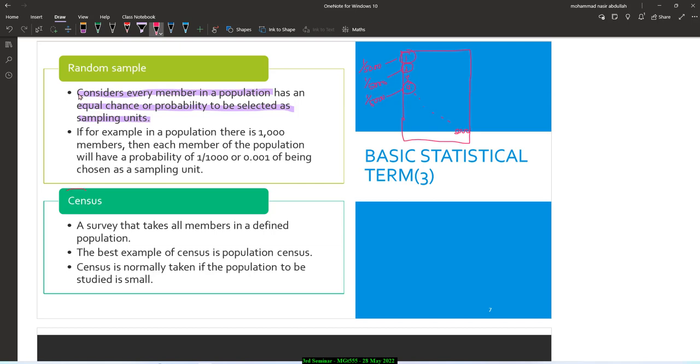So census, maybe you have often heard it. Census is a banci. It is a survey that takes all members in a defined population. If you have 5,000 students in UiTM Tapah, we take all members, all students in UiTM Tapah. So this is what we call a census, or banci. The thing to note is that a census is normally taken if the population to be studied is small.